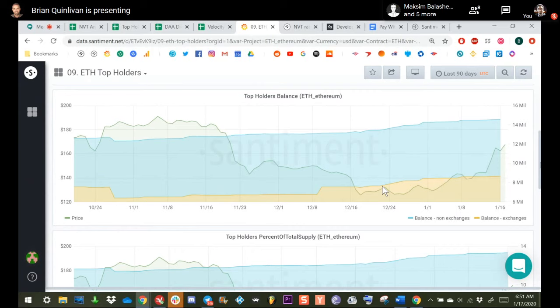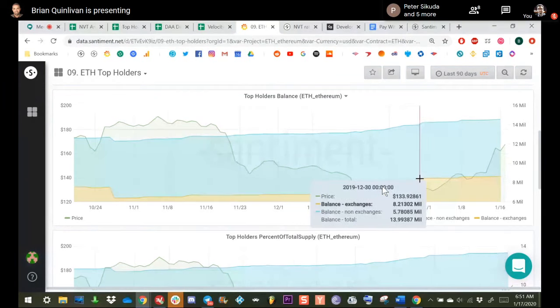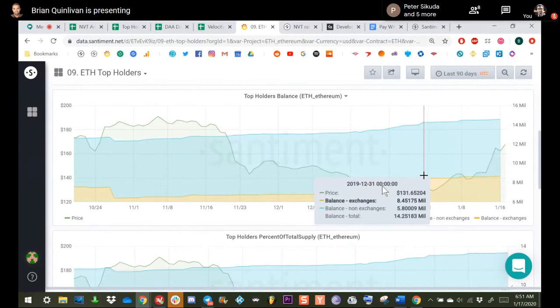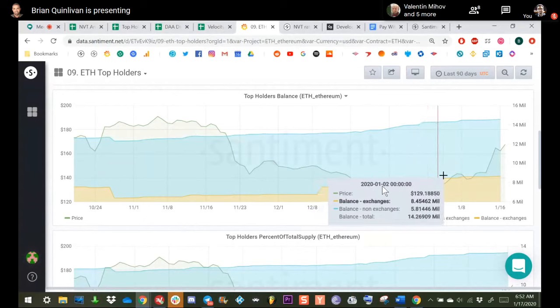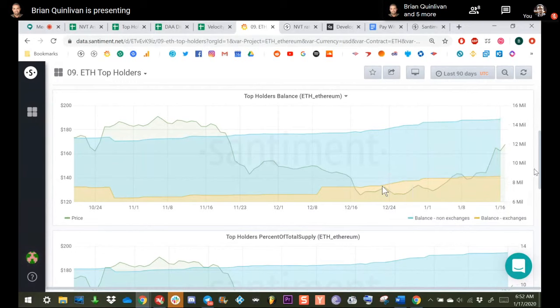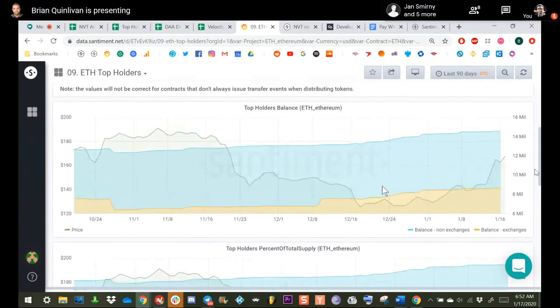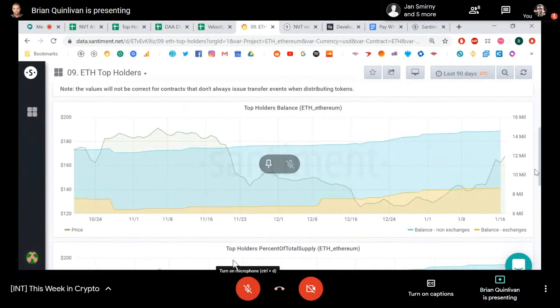Mm-hmm. And I wonder if these mini spikes might simply be due to smaller traders selling, so the percentage of the holdings of the big holders might just be increasing by default, or whether it's actual buys from the top holders themselves to get some of the supply from the smaller holders. Because it can happen 2 different ways, right?